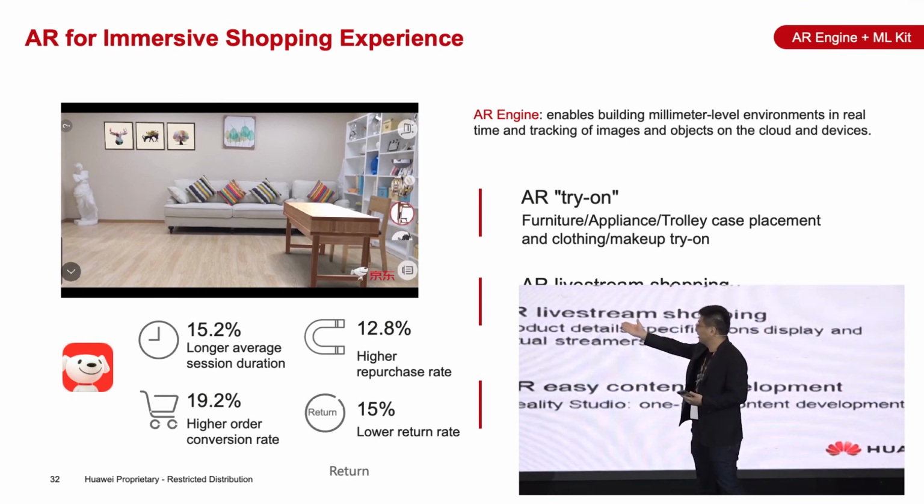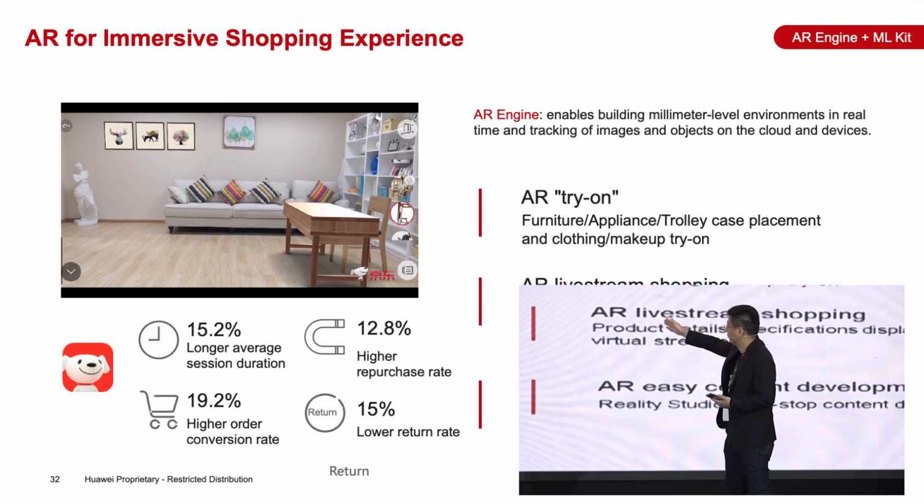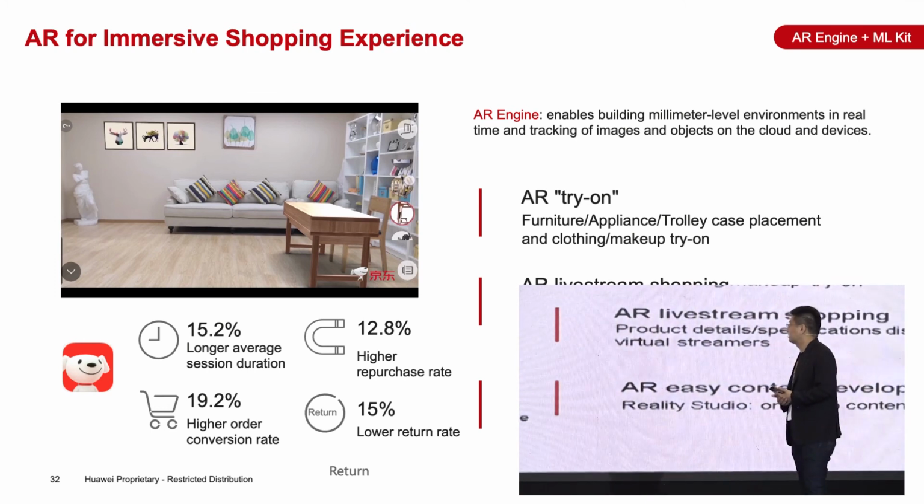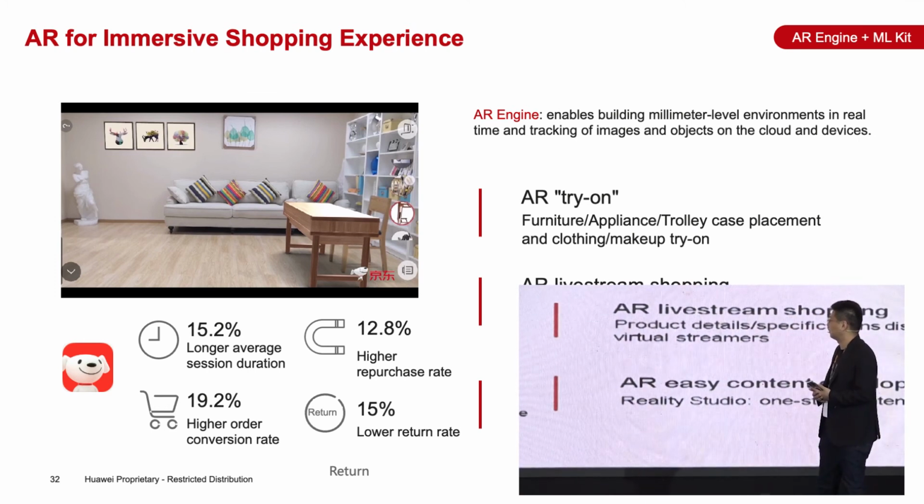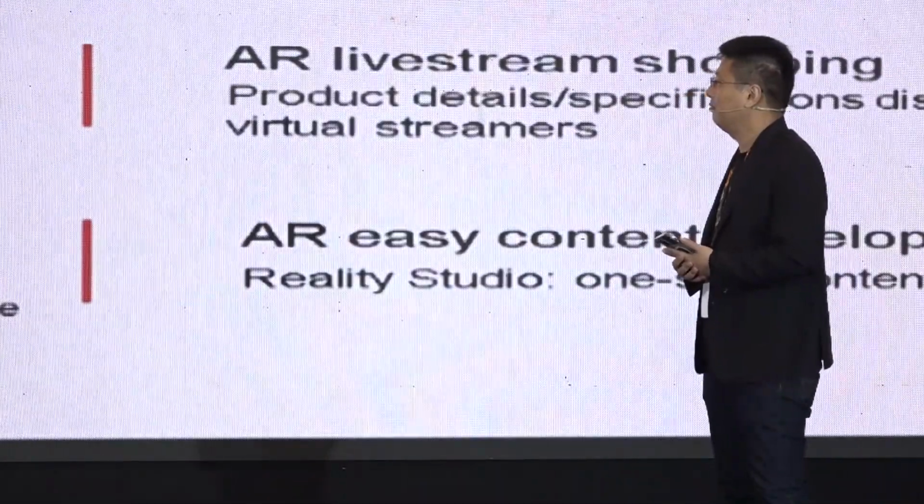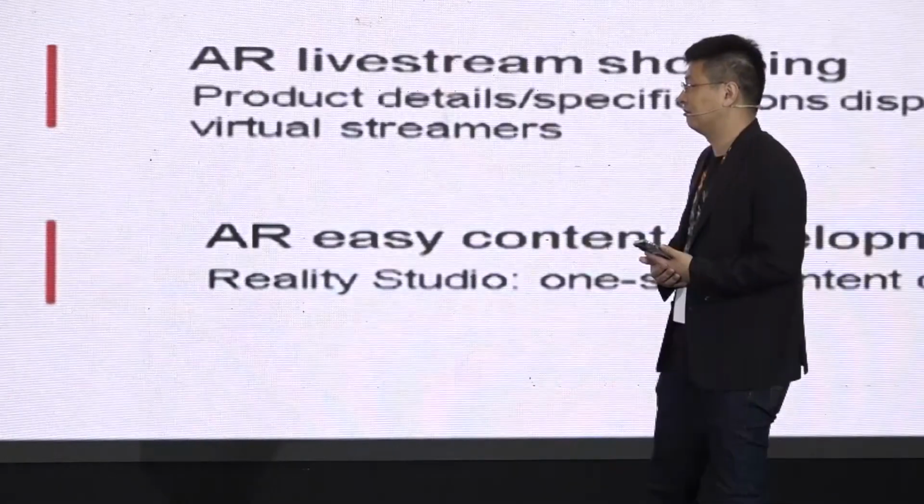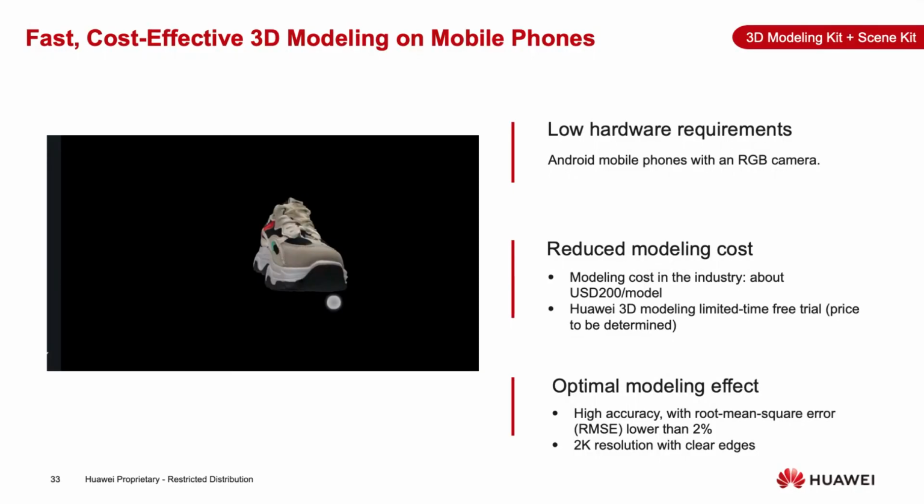So in here you can see that there are lots of virtual products. When the user clicks those products, it can link to your e-commerce platform. This helps a lot with high order conversion rates. We can also help with creating 3D models.